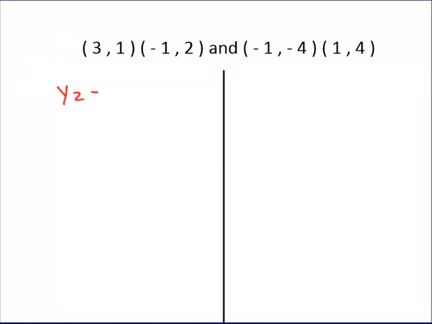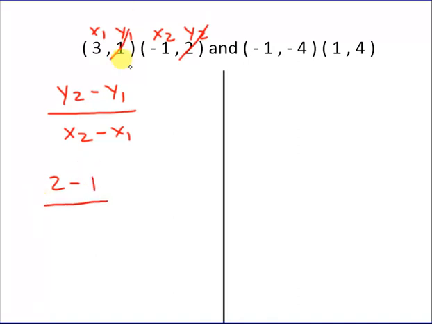So y2 minus y1 over x2 minus x1. Label your coordinates. All right, so first we have 2 minus 1 over negative 1 minus 3. So 2 minus 1 is 1. Negative 1 minus 3 is negative 4. So we have negative 1/4.